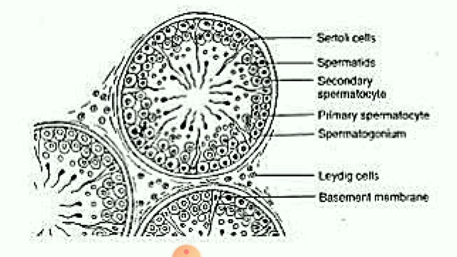This is the TS structure of your testes. Important, children, though the labeling is not clear, the first one is your Sertoli cells present there. Then next one is your spermatids. These spermatids are going to be liberated out into the lumen. From there they will be passed out. Then the primary spermatocyte divides into the secondary spermatocyte, then it becomes spermatids, then it goes to the Sertoli cells and is liberated out. Then spermatogonia. Spermatogonia is the place where the cells are nourished. Then Leydig cells are there, and your basal membrane is there.